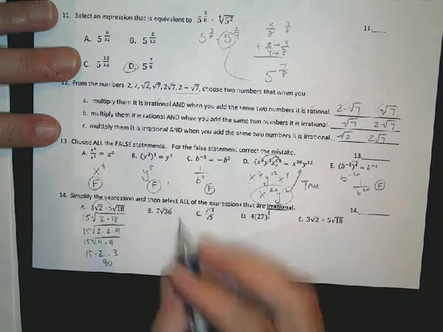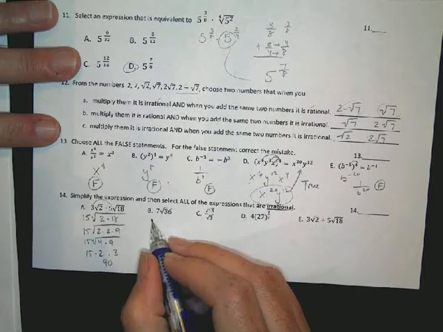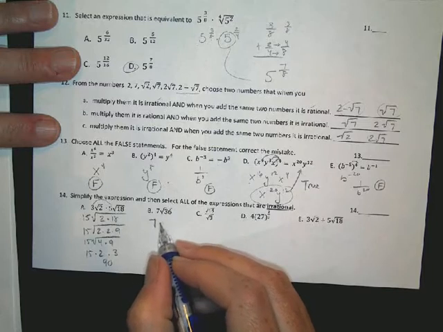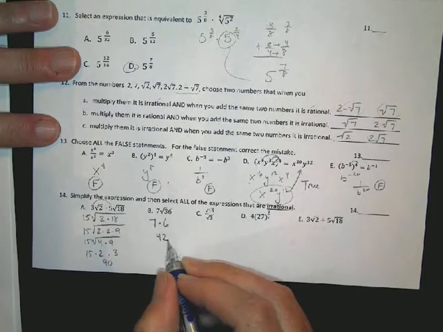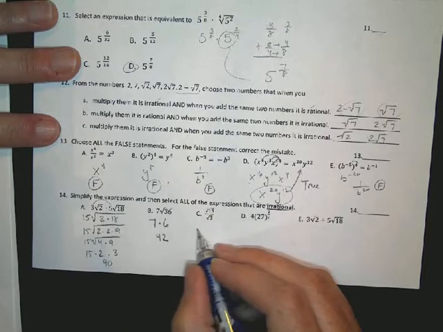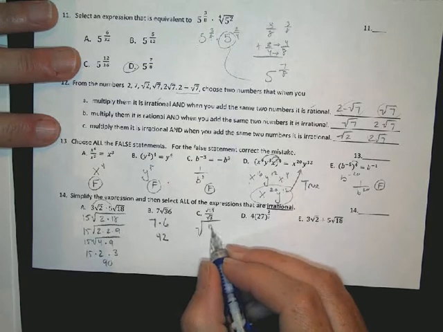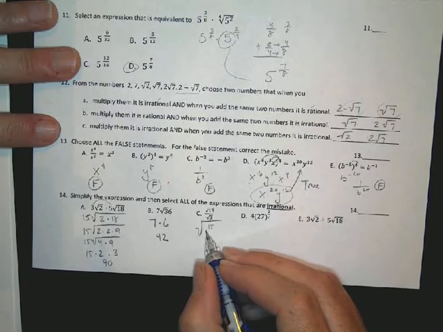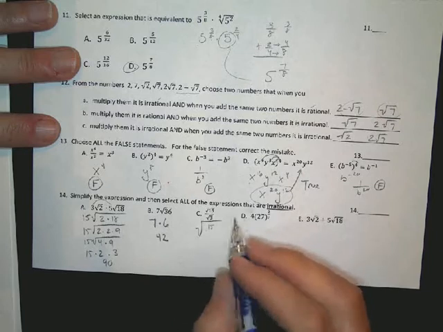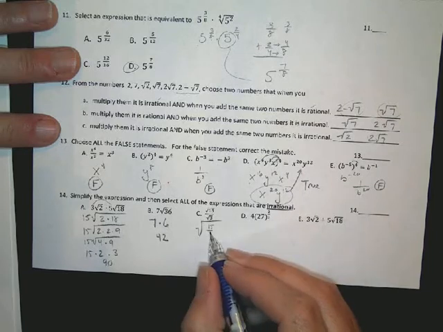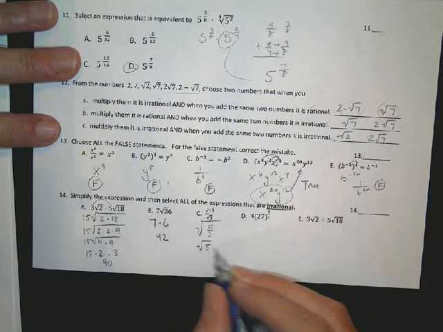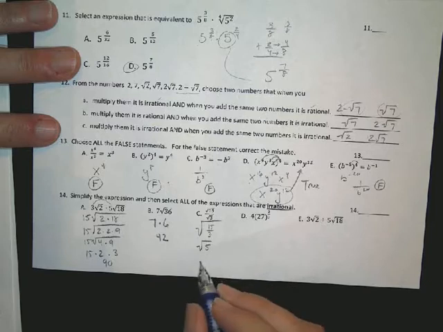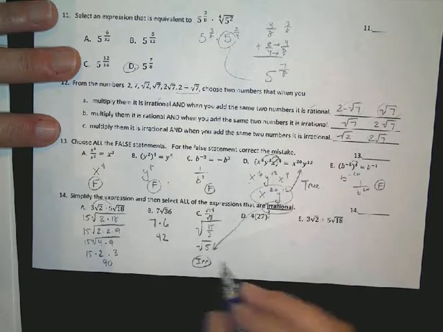For choice B, I have 7 times the square root of 36, which is 6. 7 times 6 is 42. The next one, this can become the square root of 15 over 3. And 15 divided by 3 is 5, so that's the square root of 5. And this one's going to be an irrational number. It does ask you to label that there, so that's irrational. The other ones were rational.